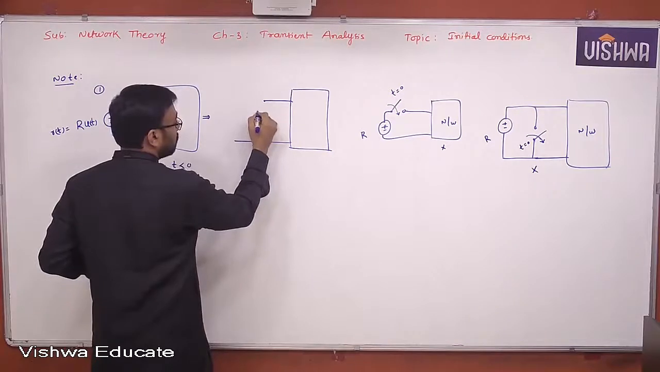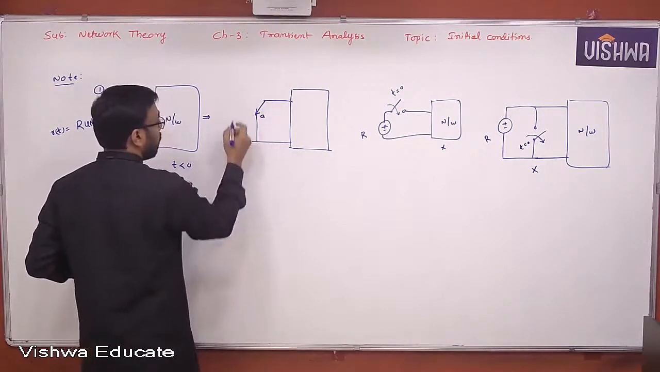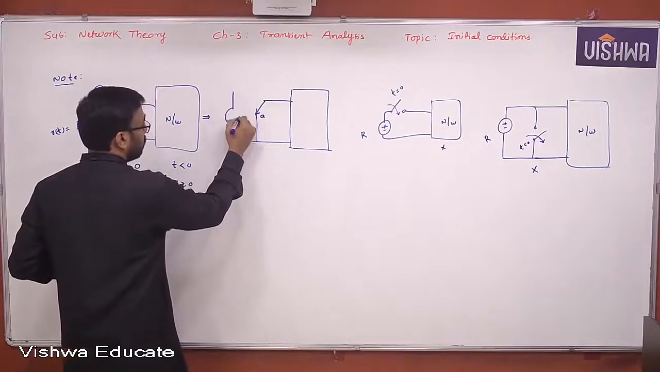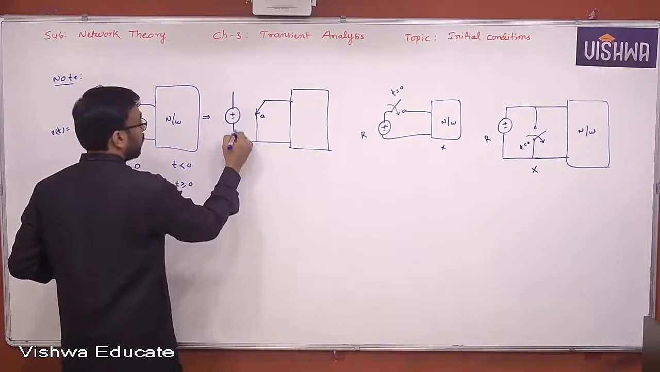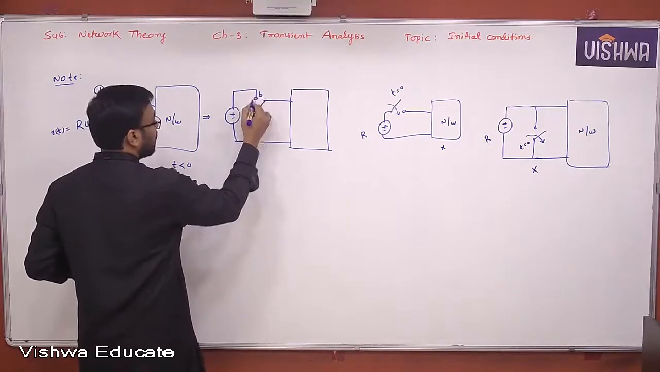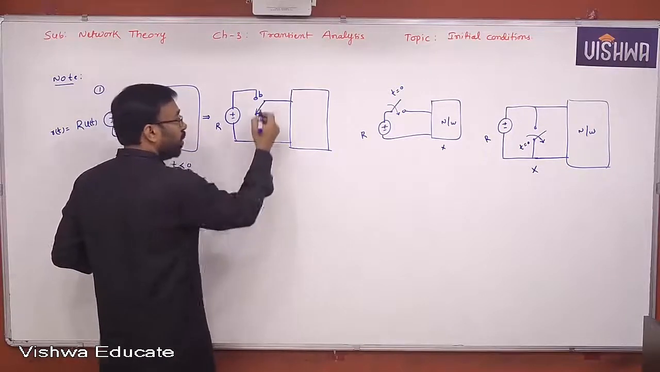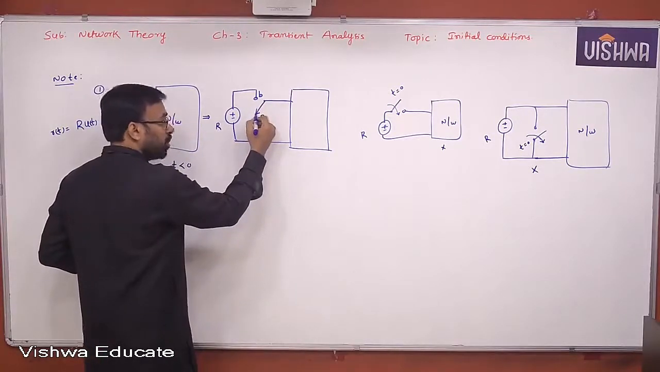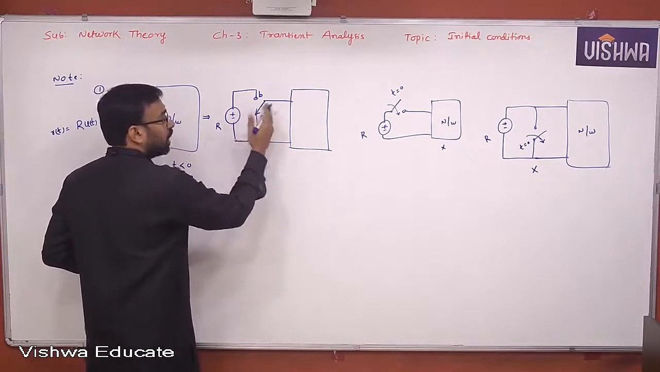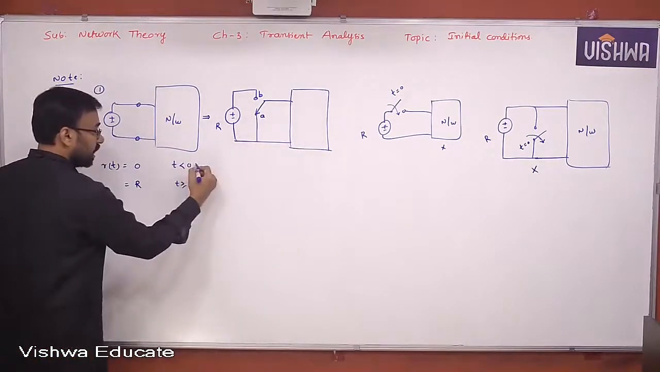Something like this. I put it point A, and then plus minus. This is point B, let us say. This is capital R. Now what is happening here? Look at this. When you place the switch at position A, the input given to the network is what? 0. The first condition is satisfied.